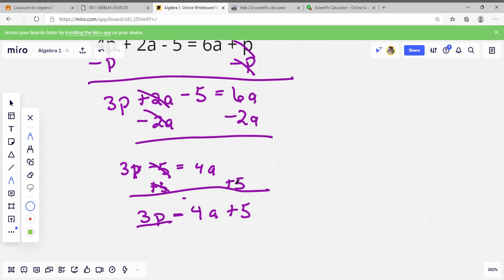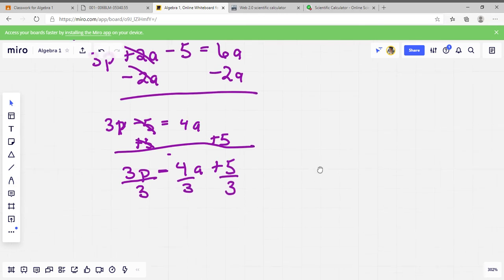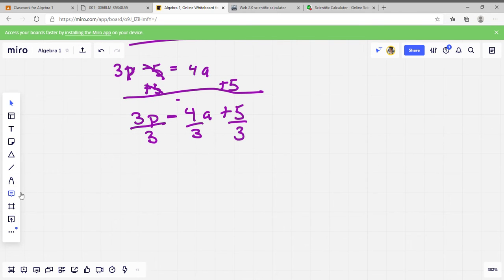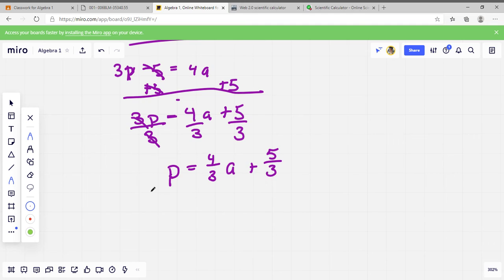Now I have to just divide by 3, and make sure you do it on each one of the terms there. So these are going to cancel, and I'm going to be left with p equals 4 over 3a plus 5 over 3.